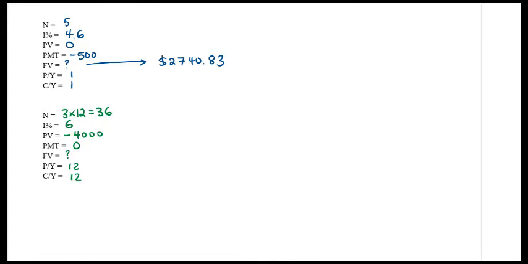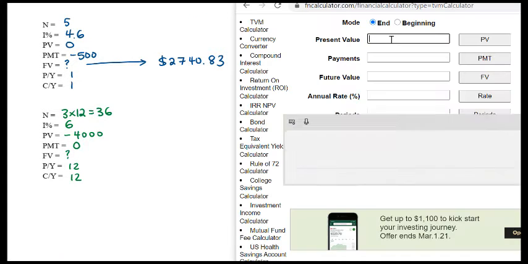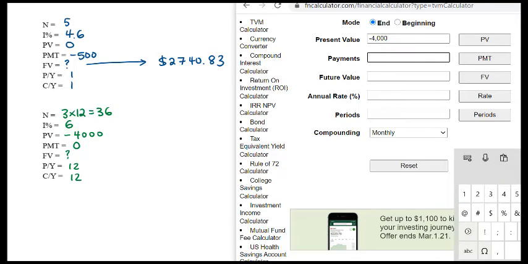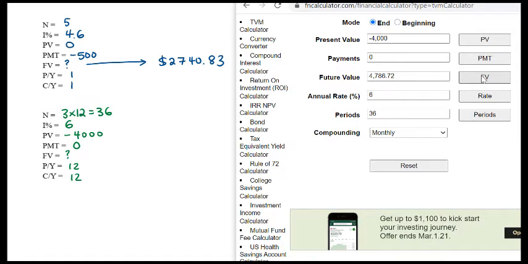Okay, last one, the GIC. The present value is negative 4,000, payment 0, interest rate 6%, periods 36, and this is monthly, so it is 12 times a year. And we have $4,786.72.